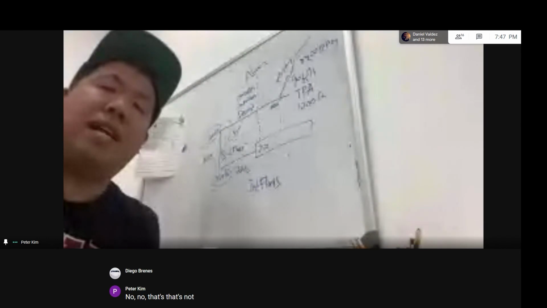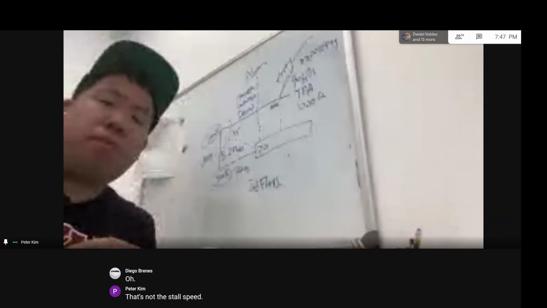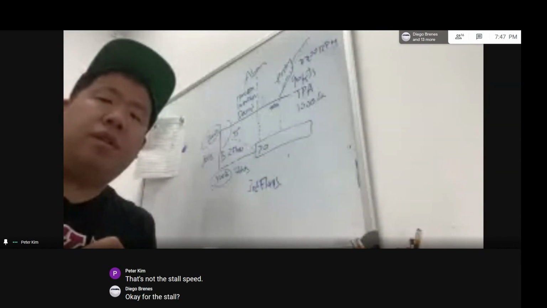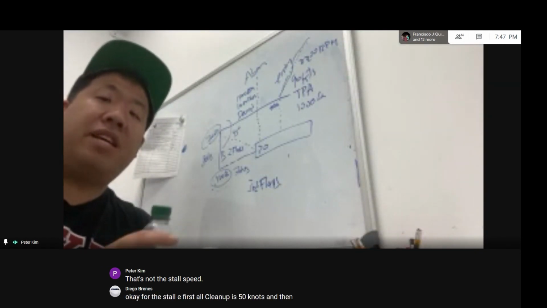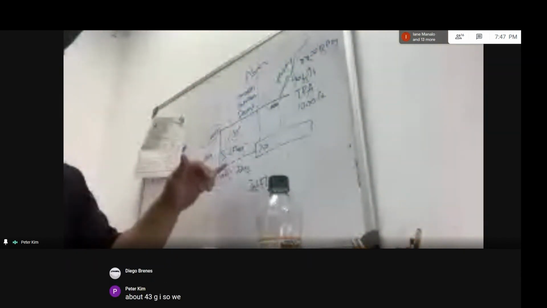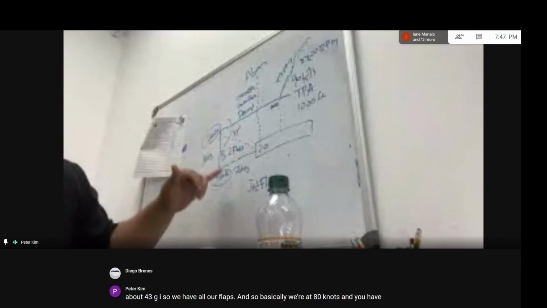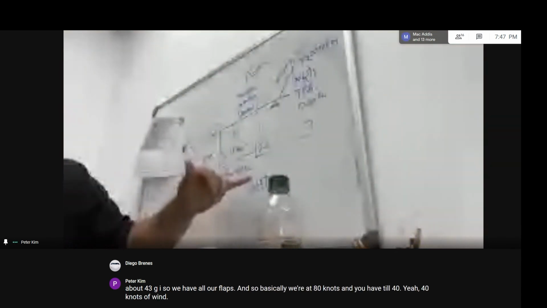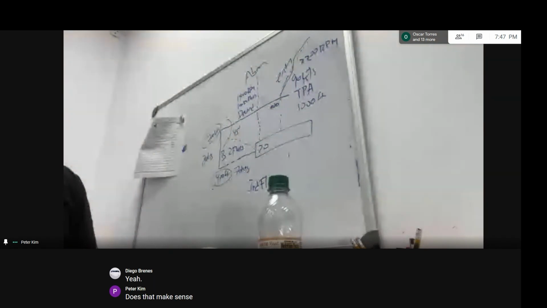No, that's a landing speed. That's the touchdown speed. That's not the stall speed. For stall cleanup is 50 knots. 43 clean, right? But think about it. We have all our flaps, and so basically we're at 80 knots, and you have 40 knots of window. I don't think you're gonna stall. Does that make sense, guys?